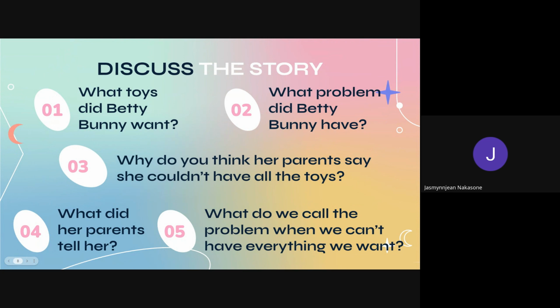Here are some of the discussion questions that we would ask. Number one, what toys did Betty Bunny want? Number two, what problem did Betty Bunny have? Number three, why do you think her parents say that she couldn't have all the toys? Number four, what did her parents tell her? And number five, what do we call the problem when we can't have everything that we want?